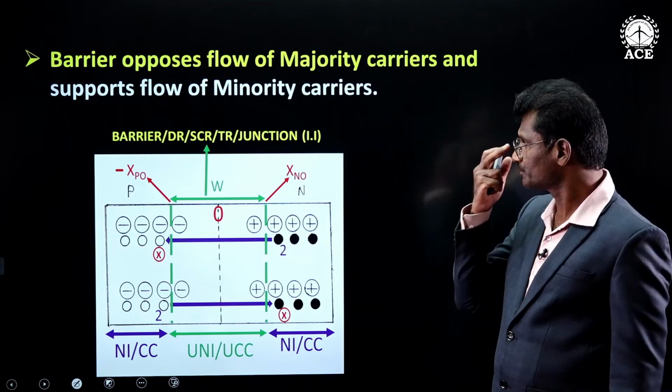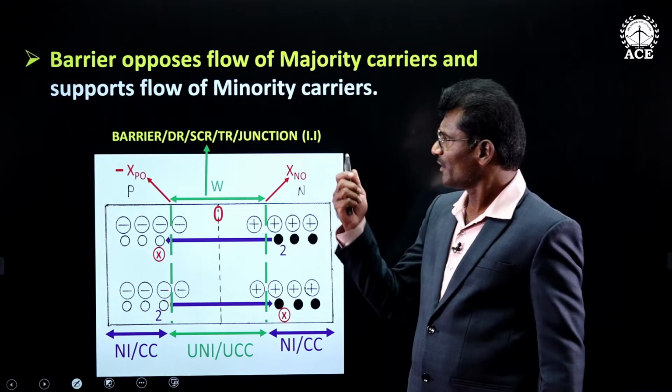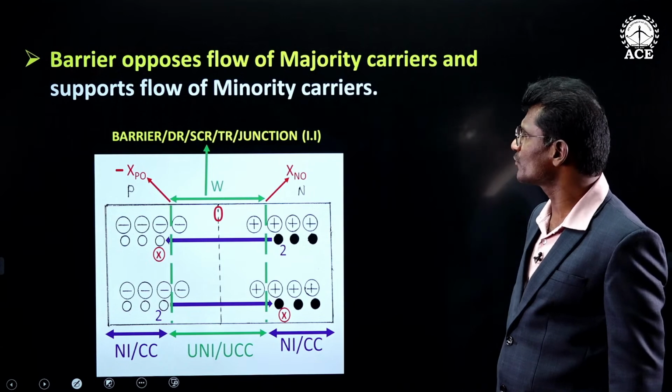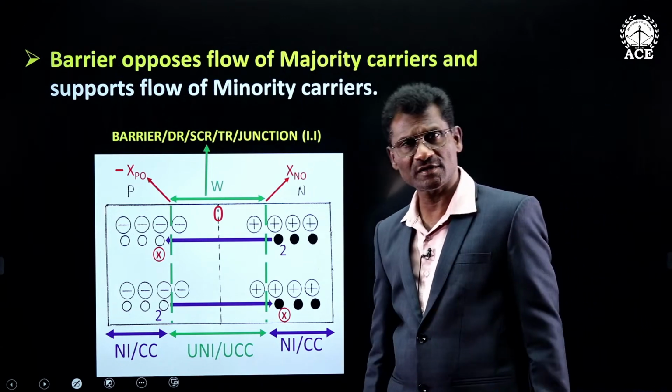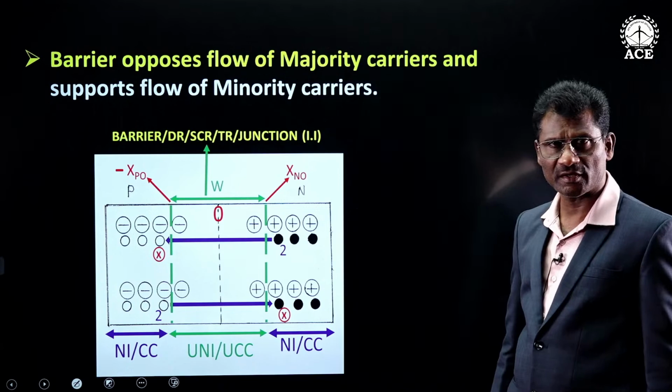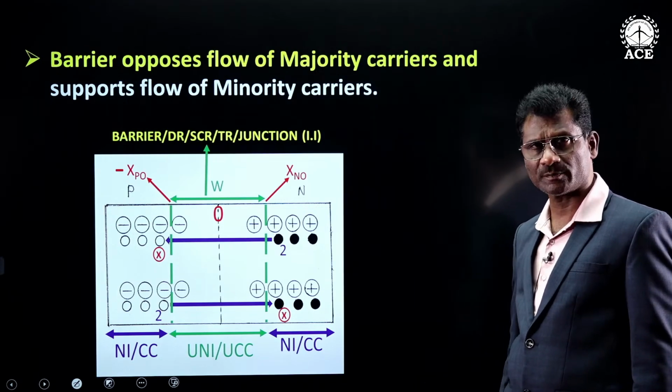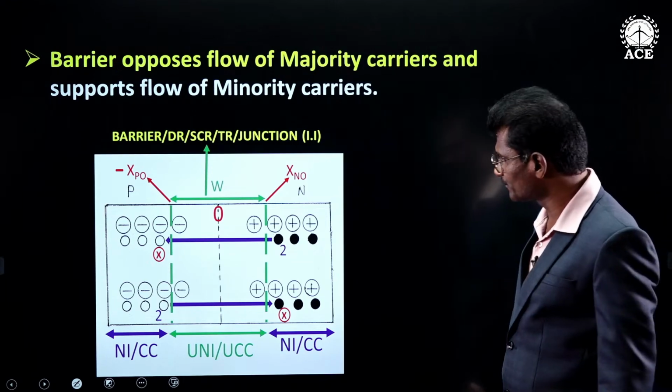We will continue the discussion. A statement is given here: barrier opposes flow of majority carriers and supports flow of minority carriers. It's a very important statement. Let us see the meaning of that.